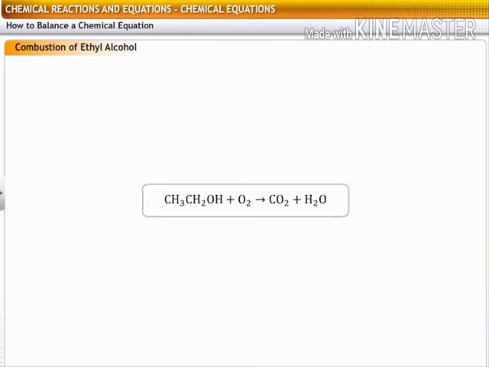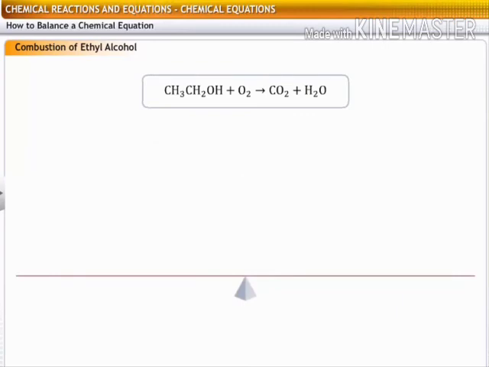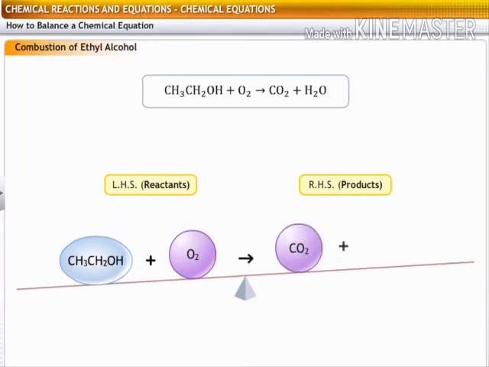This equation deals with the combustion of ethyl alcohol. Again, the first step is to identify the reactants and the products. Here, ethyl alcohol and oxygen are the reactants, and they are written on the left-hand side of the equation. The products on the right-hand side are carbon dioxide and water.